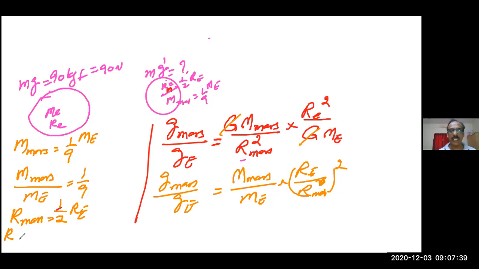Then R Earth divided by R Mars. R Mars is equal to half RE. Can you explain that again? R Mars is equal to 1 by 2 RE. It's given in the question. Radius of the Mars is 1 by 2 times radius of the Earth. Okay, sir. Clear? Yes, sir. So R of Earth divided by R of Mars is equal to 2.